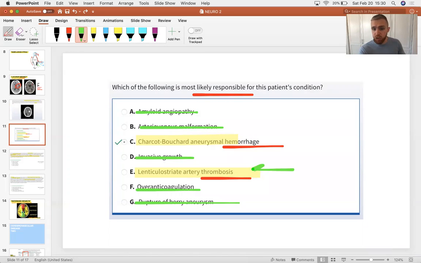E right there is a synonym for lacunar infarct. So I'm telling you, you could get both of these as answer choices in one question, and you've got to be able to pick the hemorrhage apart from the infarction or obstruction. How do you do that? It's all in the risk factors.